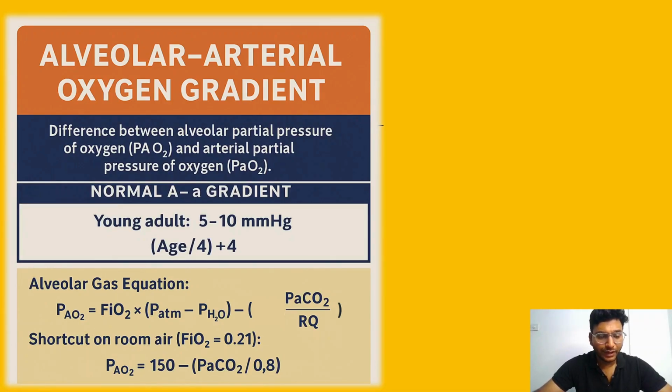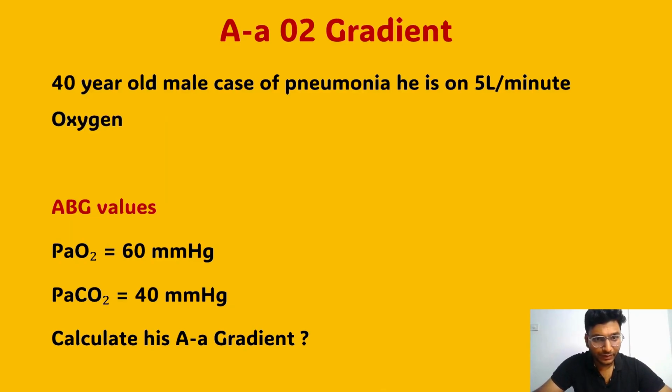For that you have to calculate the alveolar partial pressure of oxygen. The equation here is this one. You don't have to memorize this equation, but you have to know that you require an FiO2 value and a PaCO2 value to calculate the alveolar partial pressure of oxygen, and you can simply put it in MDCalc, right? So let's calculate the gradient here.